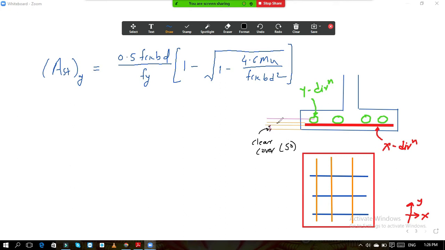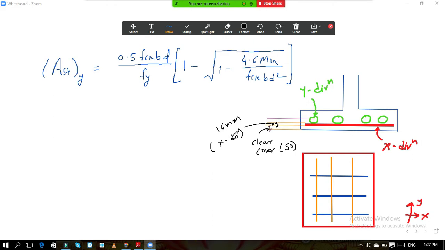Now this is the bar in x direction. What is this? This is the bar in x direction. This is the bar in x direction. So 16. So the x direction bar is there.